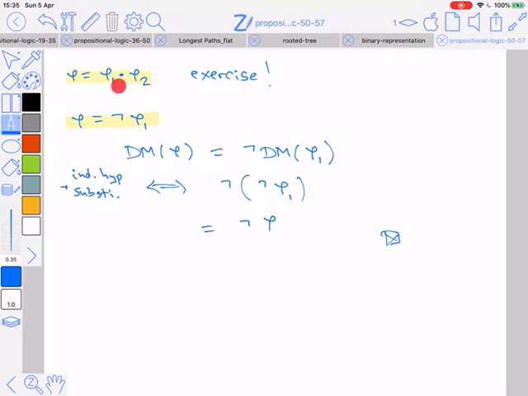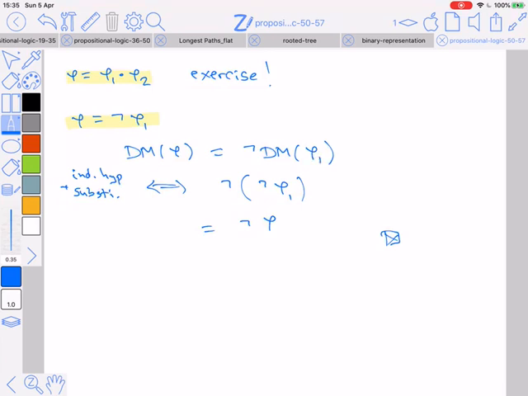I leave the case in which phi is the AND of two subformulas as an exercise. Make sure that you know how to prove this case. And now I will prove the case that phi is the negation of phi 1. The De Morgan dual of phi, by the definition of this procedure, is the negation of the De Morgan dual of phi 1. Now we can apply the induction hypothesis on phi 1.